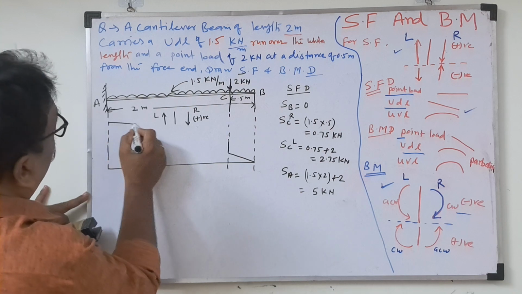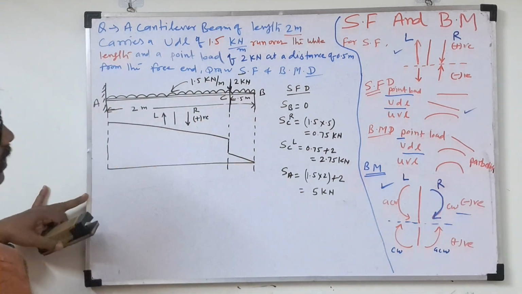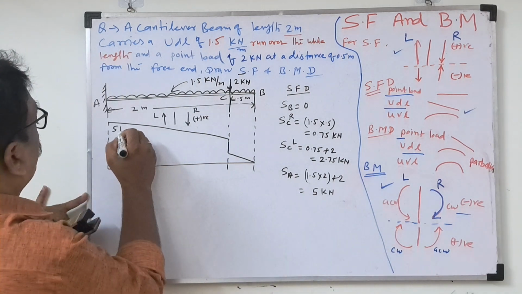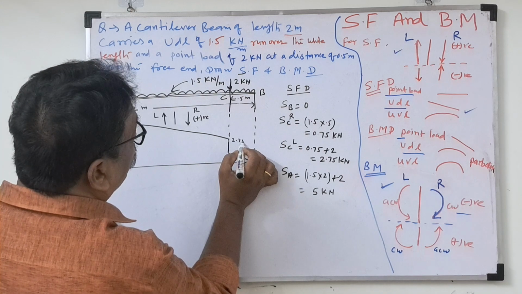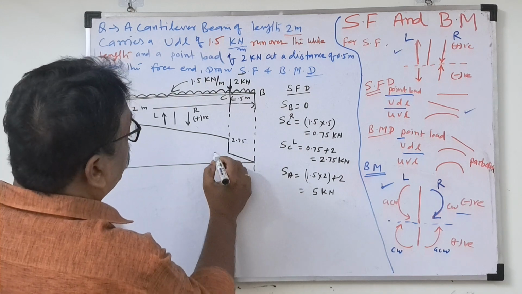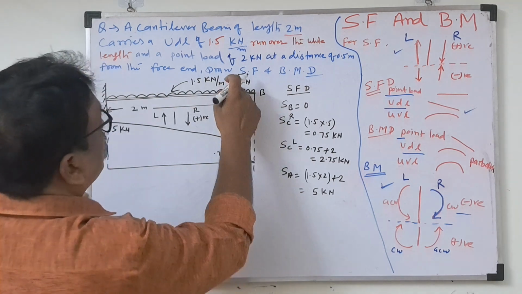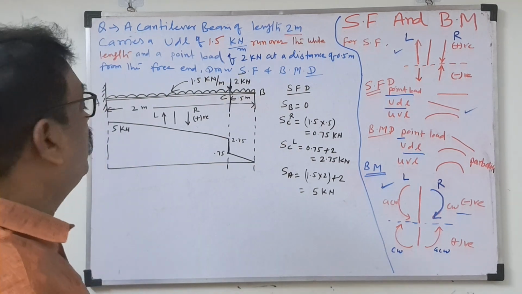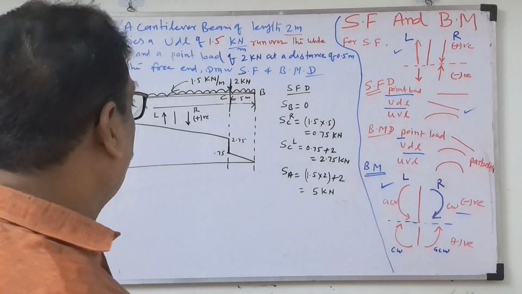So an inclined line will be there from A to C. How much? 5 kilonewton. This point will be 2.75 and this is 0.75. So what is this? This is a sudden change. How much? A 2 kilonewton point load will be there. So this is a sudden load. So this is the shear force diagram for the given problem.